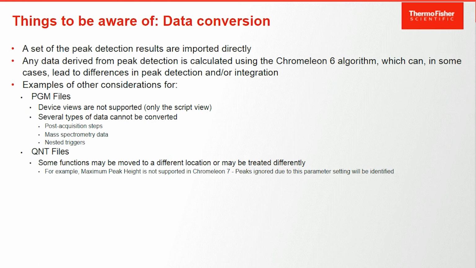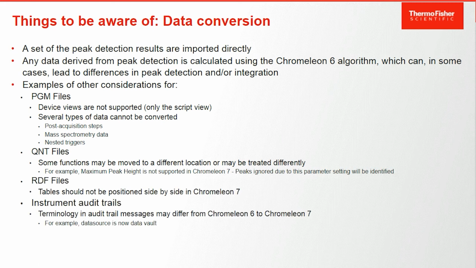For the report files, in Chromeleon 7, it's a better idea not to have tables next to each other, so side by side, but rather one on top of the other. And this is because the tables in the report files are dynamic. So if you're looking at the sequence in a table, if you have a sequence that's 10 injections, and then for the next report you're looking at one that's 100 injections, the tables automatically adjust to that size. You couldn't do that in Chromeleon 6, and therefore having the tables side by side was fine. But in Chromeleon 7, you can put them side by side, but it's a better idea not to for that reason.